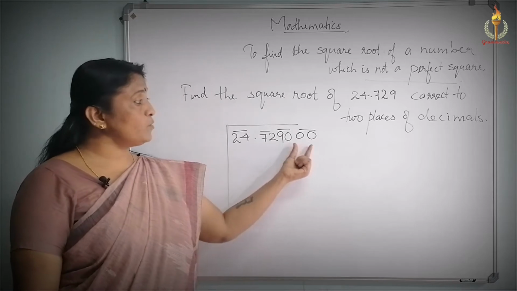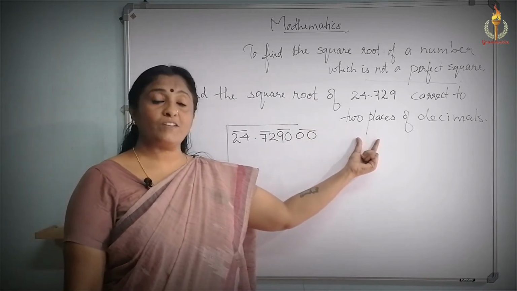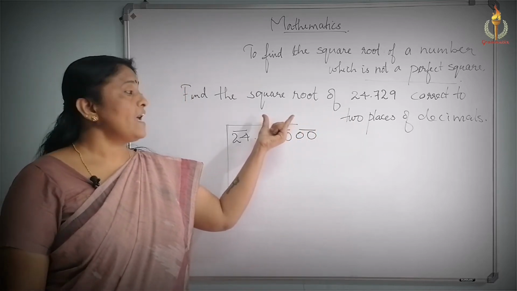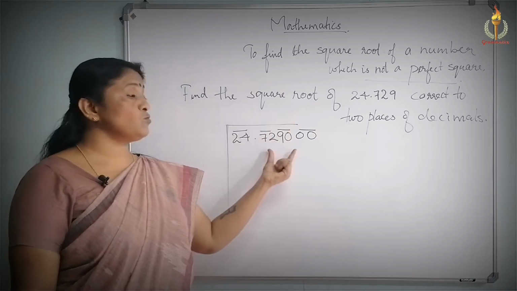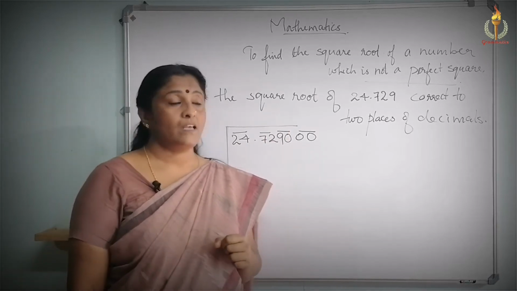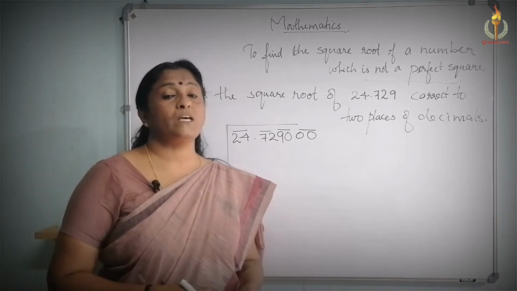So why did I put 2 extra zeros? Because you need 2 places of decimal in the answer. So while doing it, you have to find 3 places, and for finding 3 places you should have 3 pairs in the question. So 2 extra zeros are there. Now as usual, we did it in the previous class for perfect squares, we need to do the same thing.